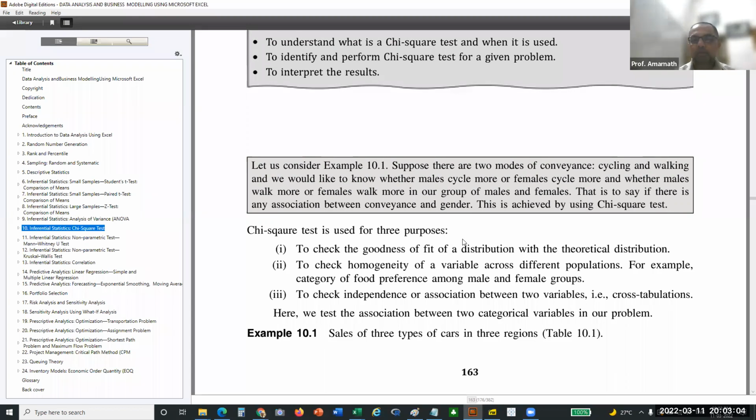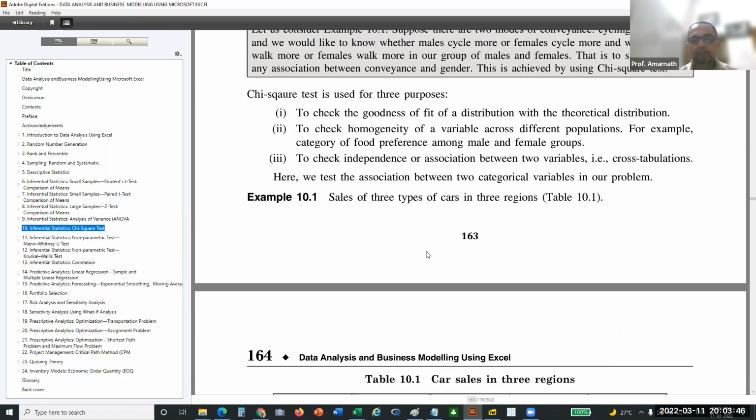Chi-square test is used for three purposes. First, to check the goodness of fit of a distribution with the theoretical. Second, to check homogeneity of a variable across different populations, for example, category of food preference among male and female groups. Third, to check independence or association between two variables, that is cross tabulation. That's what we did: the cross tabulation, and the output is a contingency table. Cross tabulation in Excel is basically the pivoting we did. So I have sales of three types of cars in three regions.